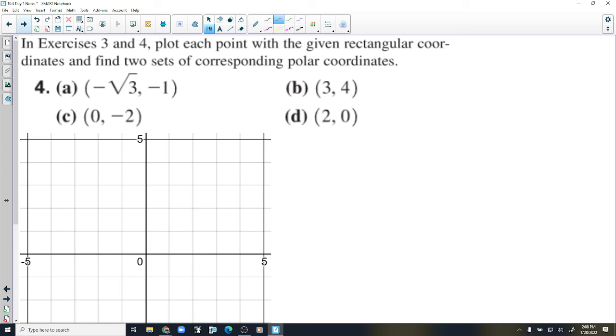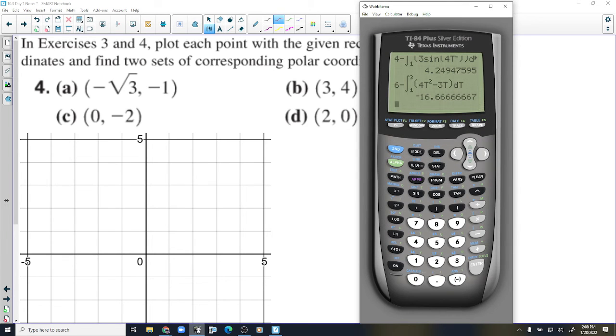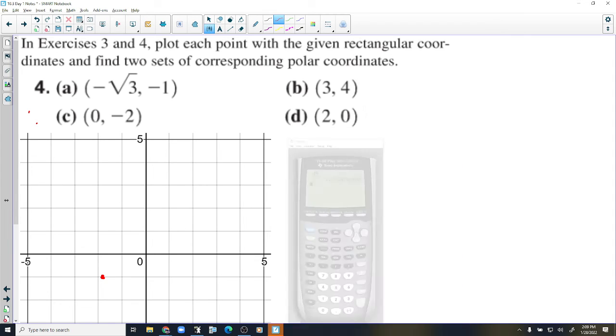In 3 and 4, plot each point with a given rectangular coordinate and find 2 sets of corresponding polar coordinates. Square root of 3 has to be close to 2. It's 1.7-ish. So negative square root of 3, negative 1.7, negative 1. So we're down, let's say right there. Why won't my calculator go away? See you later.